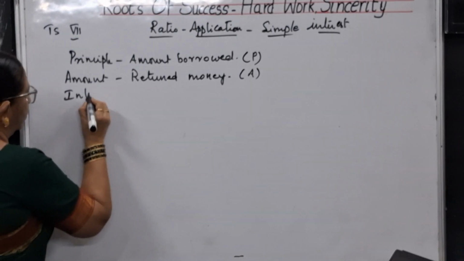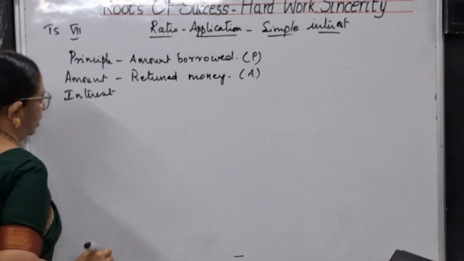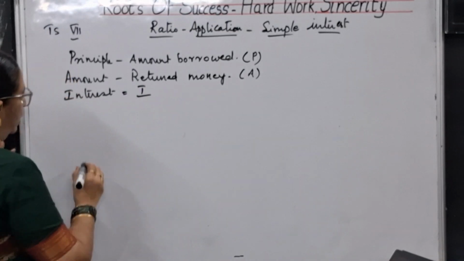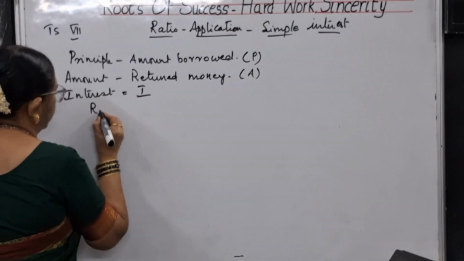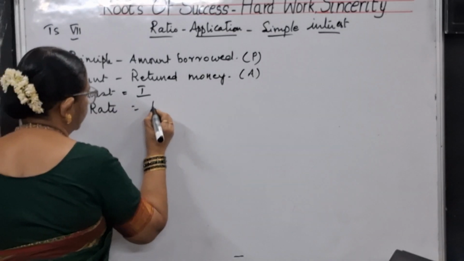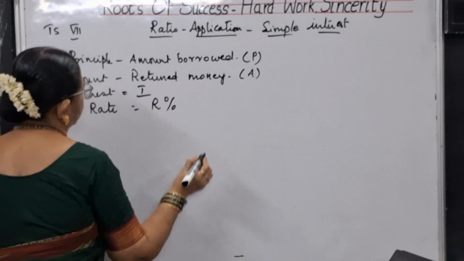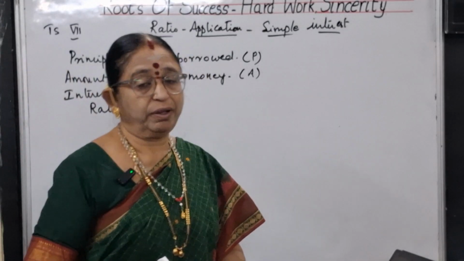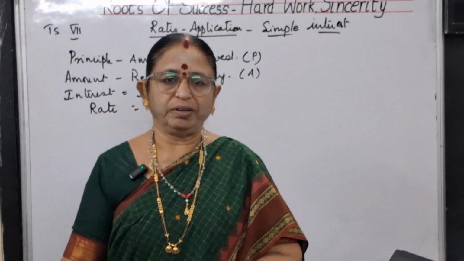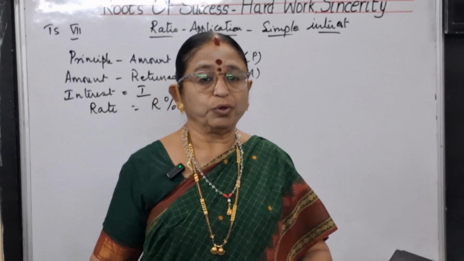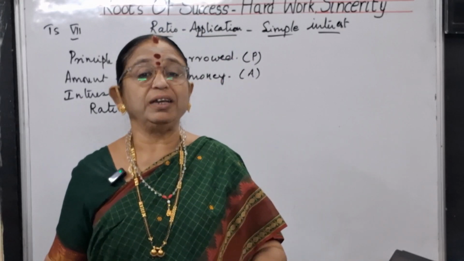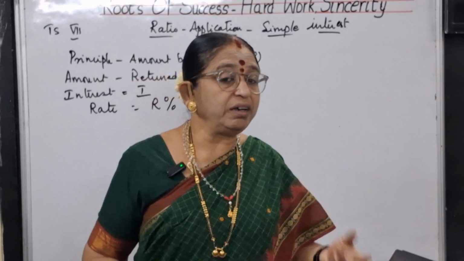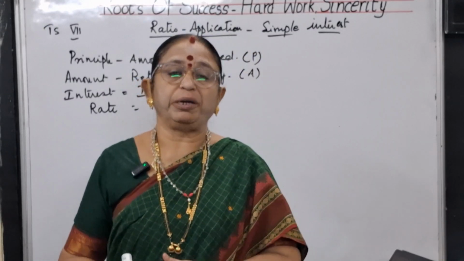Principal is considered as P, amount is considered as A, and you will be getting this amount for some interest. Usually, interest is represented by I, but we call it rate. Always rate will be given in percentage. That means, they say for 100 rupees, you have to pay 10 rupees extra in 1 year. So, how many hundreds he has taken, that many tens extra he has to pay for 1 year. How many years he is taking, it will be multiplied by that.